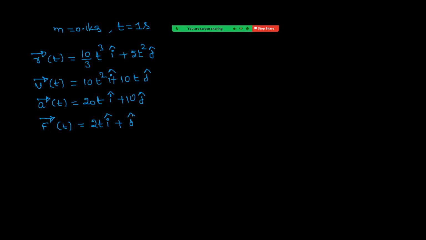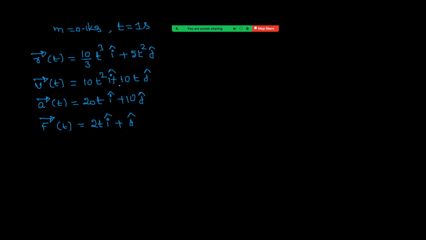Right, let us see the options given. First option, velocity. So take here t value 1, 10 I cap and 10 j cap. So option 1, it is okay.